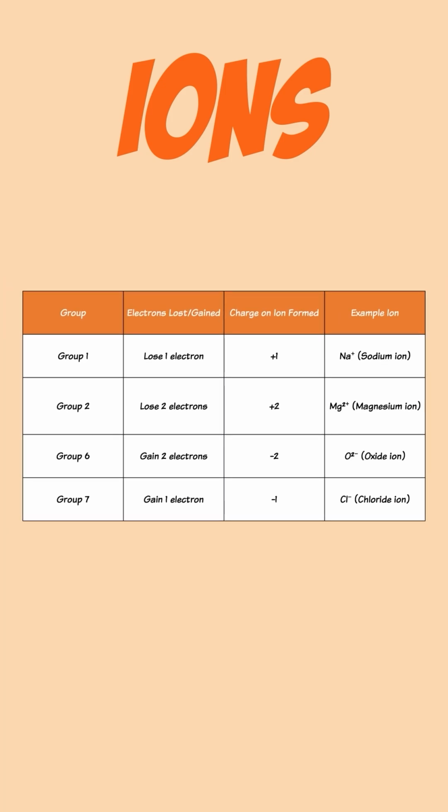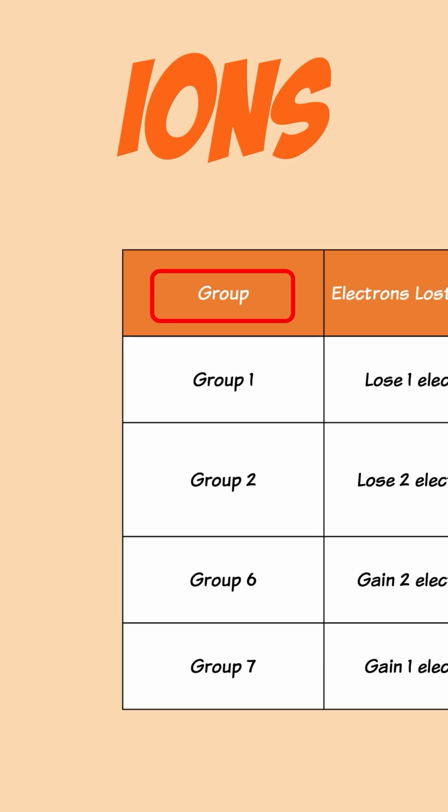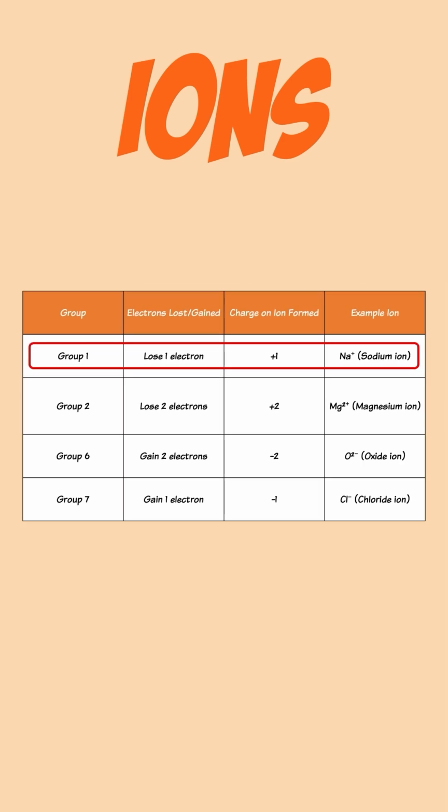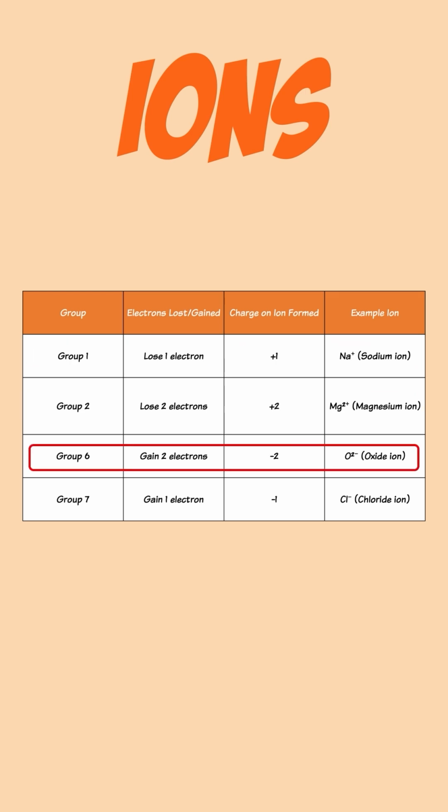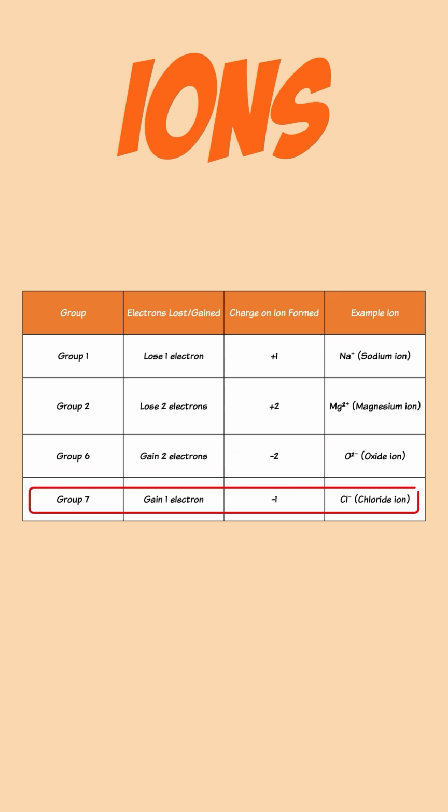You can usually predict what type of ion an atom will form by knowing the group of the element that it's in. Group 1 elements form +1 ions, Group 2 elements form +2, Group 6 form -2 and Group 7 form -1 ions. All the other groups have more complicated rules that you don't need to memorize.